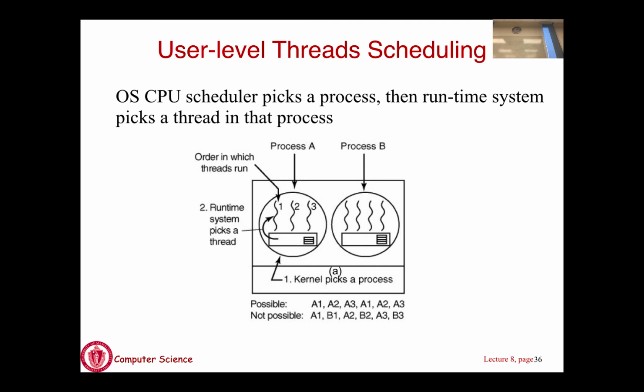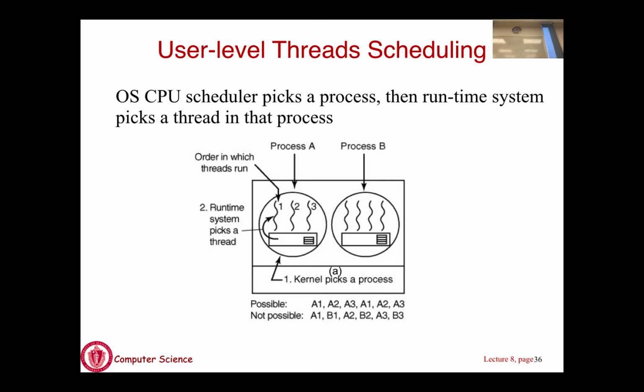When you execute the process, first the library runs, and there's a scheduler in the library that says which of the threads should run next, and then it chooses a thread for execution. So that's how you are essentially going to schedule threads in a user level thread system. Any questions on this?